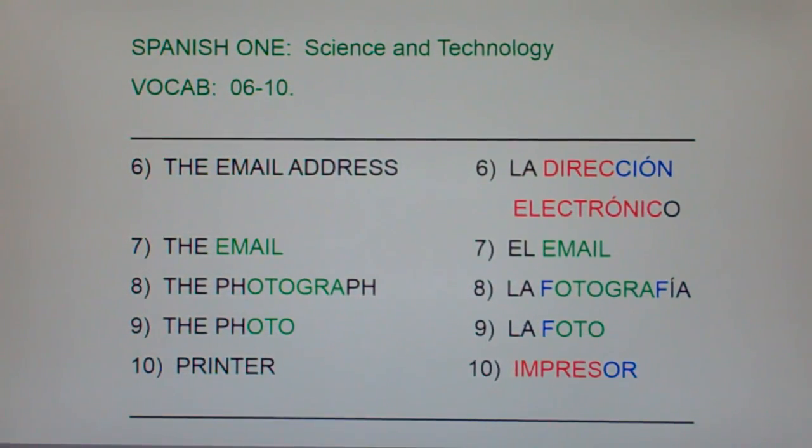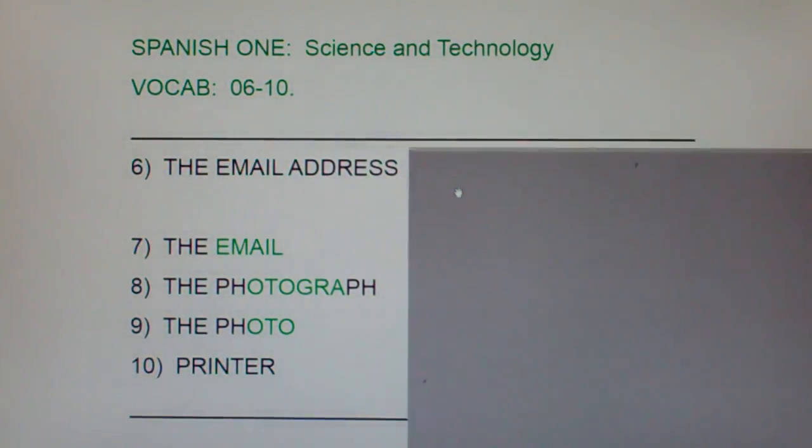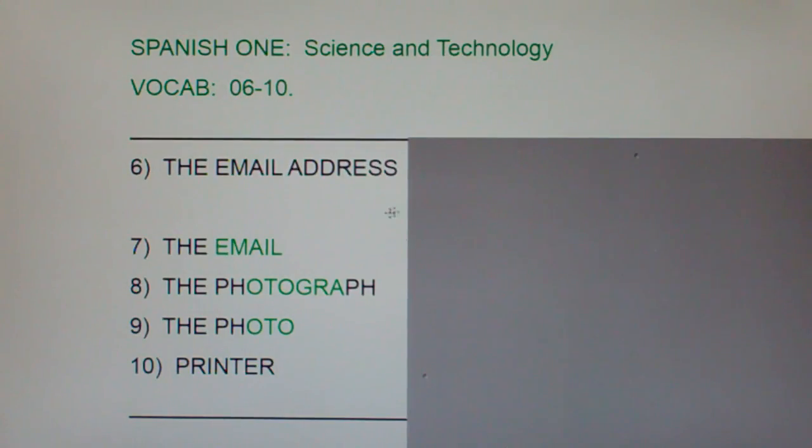All right, let's go ahead and cover up the Spanish. Give yourself a post quiz. Look at these 5 English words and say the Spanish equivalents out loud, or what I think is a better idea, look at these 5 English words and write the 5 Spanish equivalents down on a piece of paper. This has been Spanish 1, Science and Technology, vocab 6 through 10.